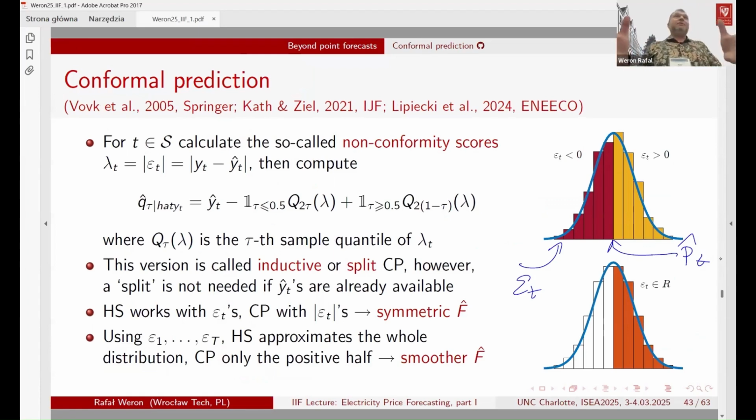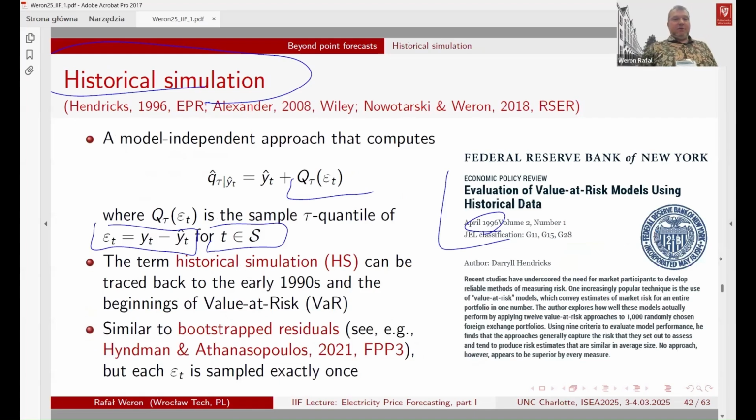And then, of course, this can be asymmetric because you can have, let's say, more negative errors than positive errors and so on. Okay, so there's no symmetry assumed here. And this is the simplest thing you can do. This was called in finance historical simulation. In some texts, some articles, you may find the name bootstrapped residuals.